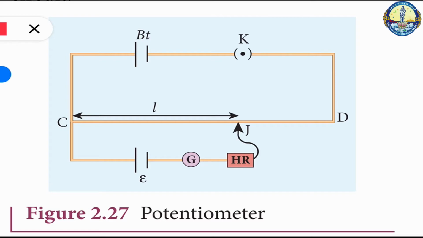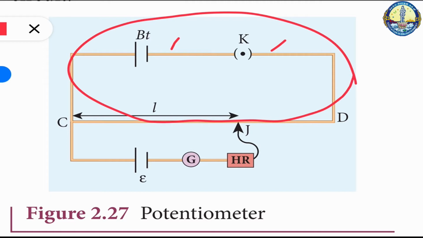The principle of the potentiometer is that a steady current is maintained across the wire CD by a battery. The battery, key and the potentiometer wire are connected in series to form the primary circuit. So this is the primary circuit, and the positive terminal of the EMF is connected with C and the negative terminal is connected through the jockey, through the galvanometer and high resistance HR. So this is the secondary circuit.